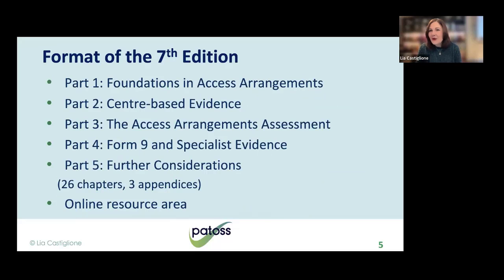So the format of the 7th edition, the book itself is arranged into 5 parts. Foundations for Access Arrangements is Part 1. The Centre-Based Evidence is Part 2. Part 3 is all about the access arrangements assessment. Part 4, the Form 9 and specialist evidence, so the non-assessment route for evidence. And then Part 5 has lots of other chapters on all sorts of further considerations. So 26 chapters in all, as well as 3 appendices, and then the online resource area containing more than 40 resources.